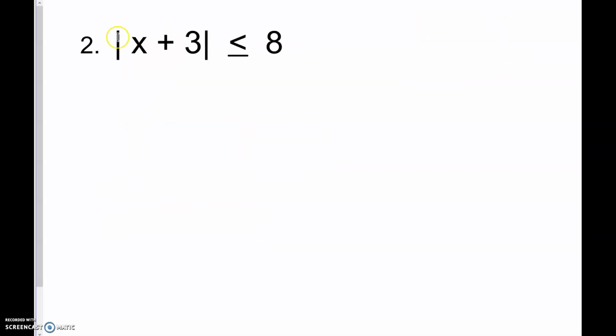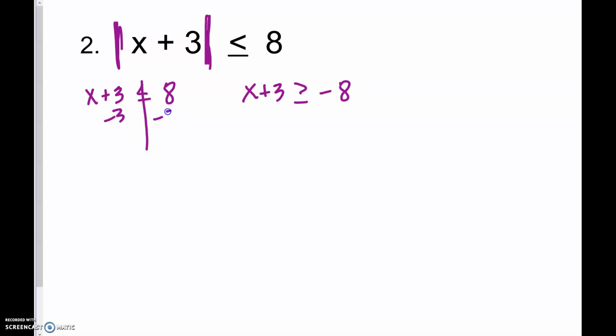All right, second problem. We have absolute value, symbol, number. So that means we can go right to x plus 3, the symbol less than or equal to 8. Okay, and then the second one, we've got x plus 3. And now remember, we're going to flip this sign. So we have greater than or equal to, and make it be -8. All right, now let's solve this. Subtract 3, subtract 3. So any number less than or equal to 5.